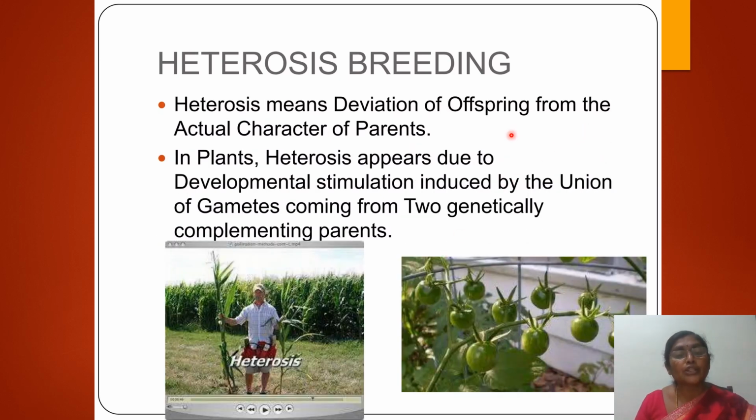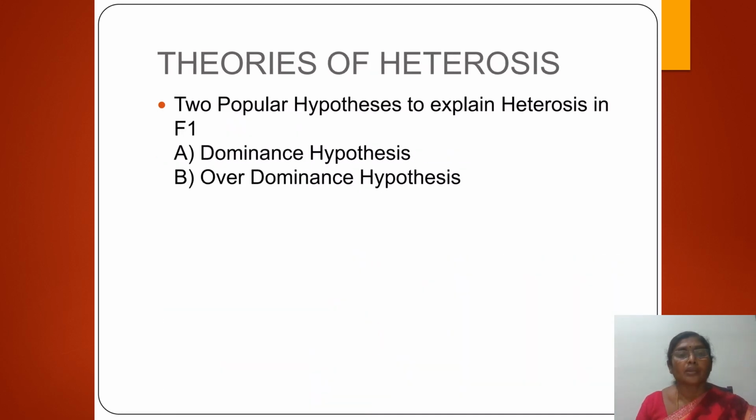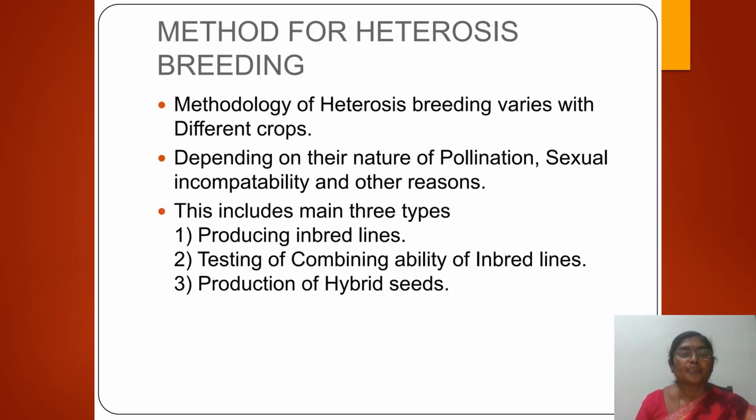What is heterosis breeding? Heterosis means deviation of offspring from the actual character of plants. So in plants, heterosis appears due to developmental stimulation induced by the union of gametes coming from two genetically complementing parents. Theories of heterosis. Two popular hypotheses to explain heterosis in F1: one is the dominance hypothesis and another one is the over-dominance hypothesis. Method for heterosis breeding. The methodology of heterosis breeding varies with different crops. Depending on their nature of pollination, sexual incompatibility and other reasons, it includes mainly three steps: producing inbred lines, testing of combining ability of inbred lines, and production of hybrid seeds.